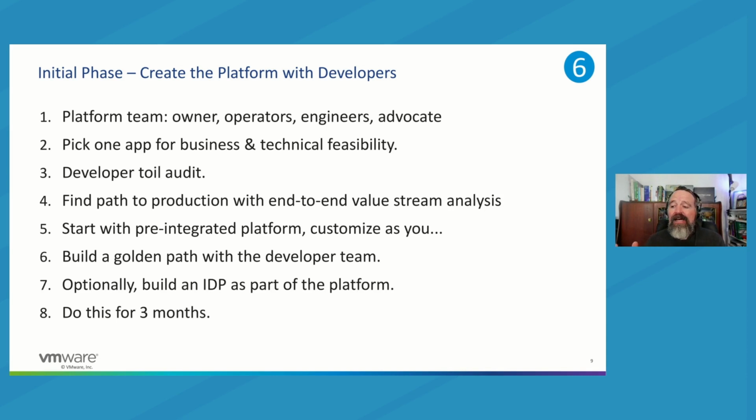And that is really, as a platform team, to pick one application team, one team of developers that have an application, whether it's a service that they're using or an actual app, run a developer toil audit to find out what they're suffering from, and then work with them and do the value stream and app analysis. And then over about 3 or 4 months, work with them to get that application running on your platform.